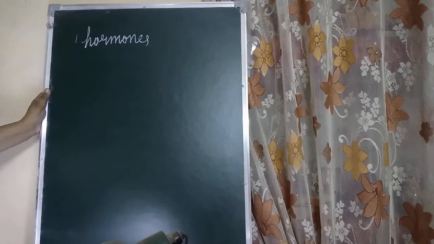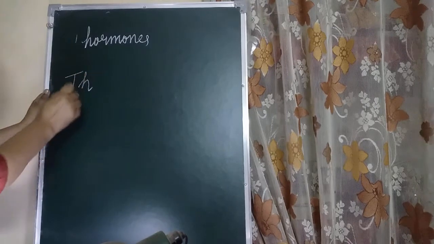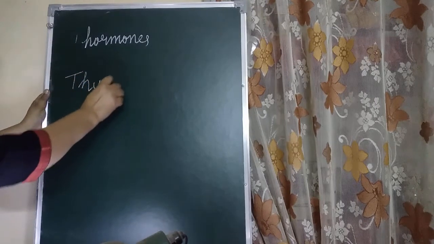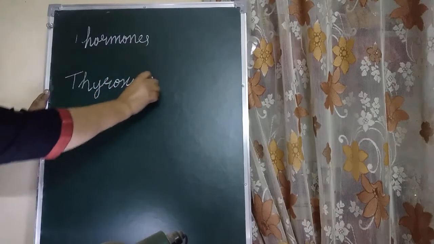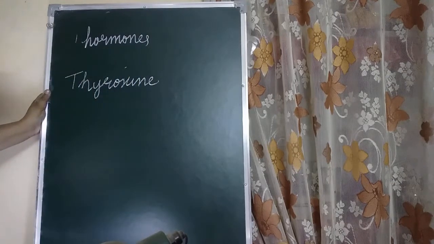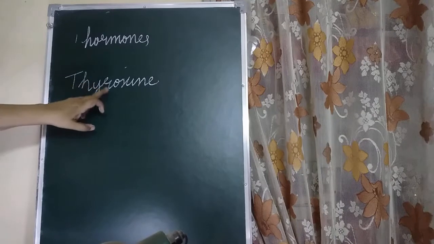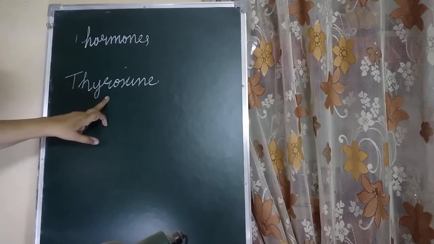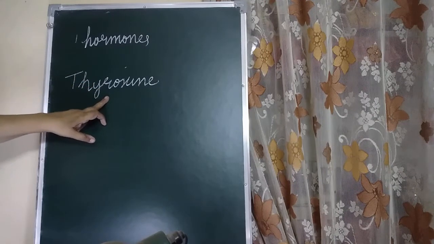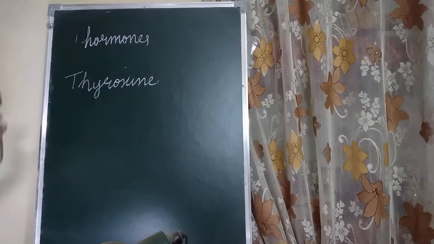The first one is the thyroid gland. Which hormone does it secrete, children? You all know it, I know, it secretes thyroxine hormone. And what is the role of it? Thyroxine regulates body metabolism. Okay, it plays an important role in growth and development.